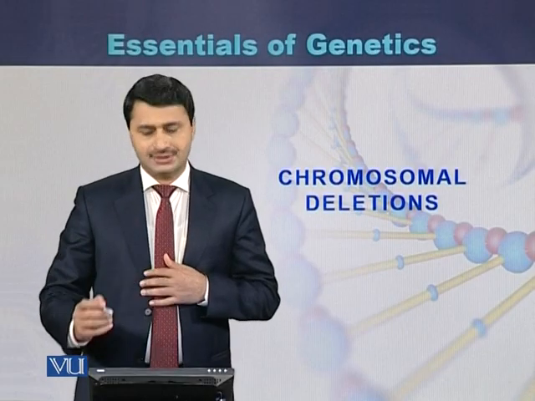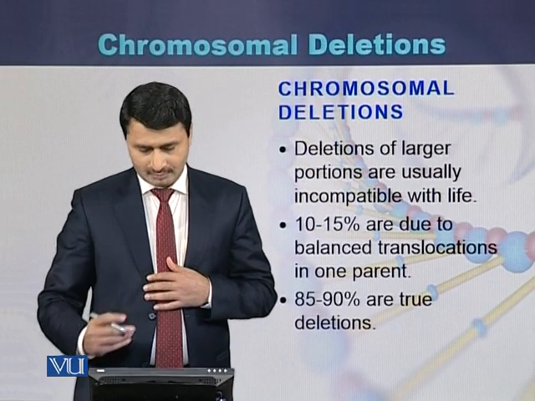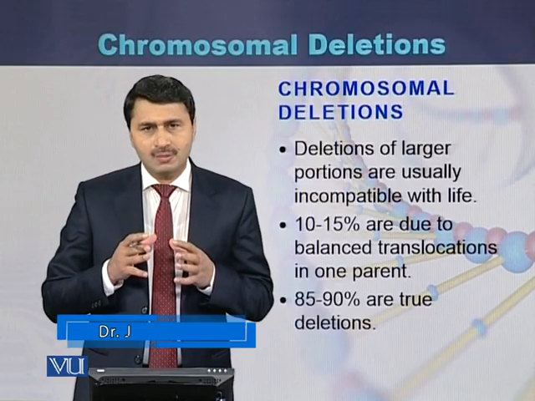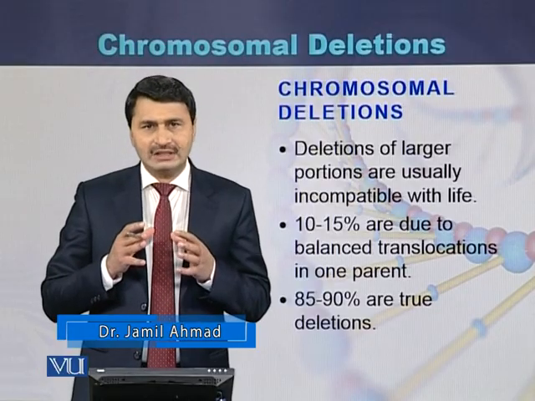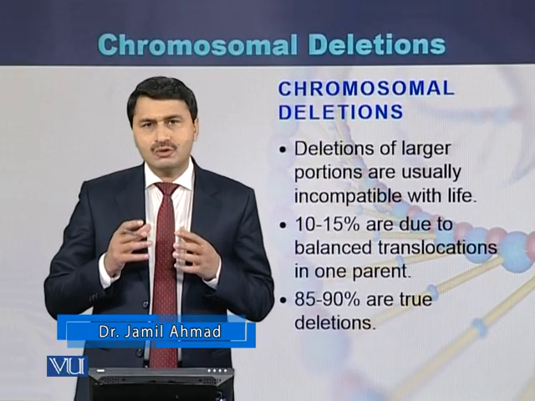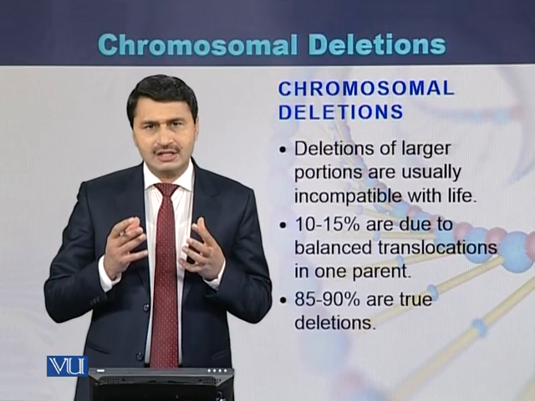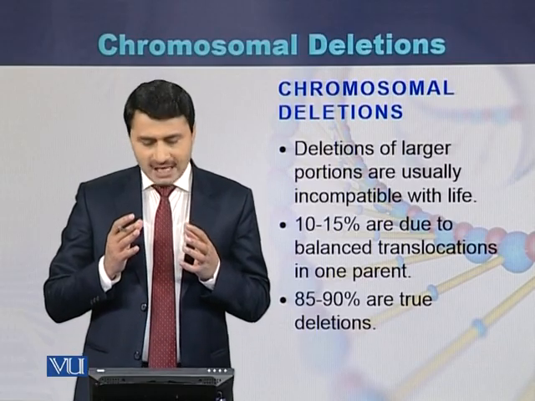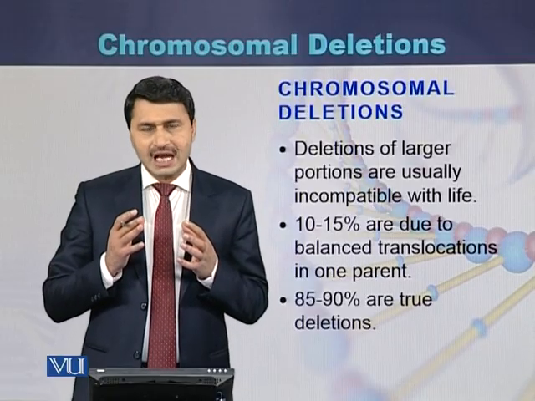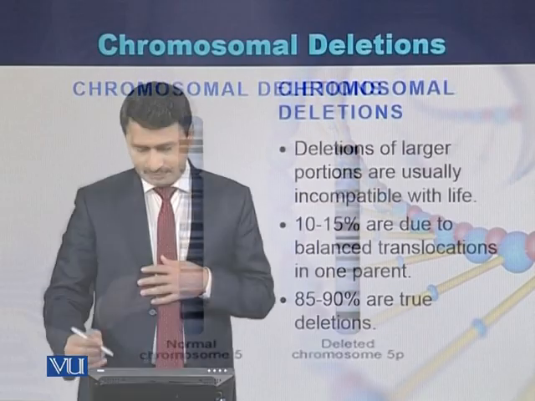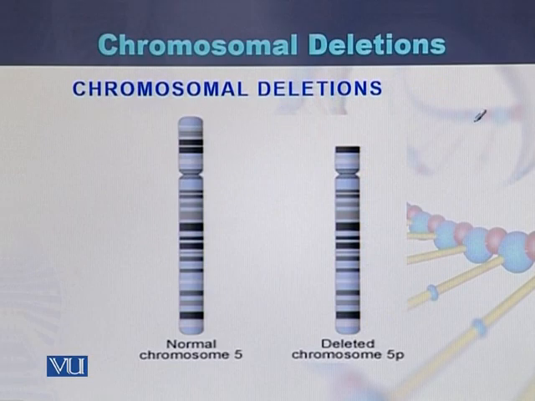Chromosomal deletions. Larger deletions of the chromosomes are not compatible with life. 10 to 15% are chromosomal deletions which are translocations, while the remaining 85 to 90% are the true deletions of the chromosomes. In this diagram, we can see how chromosomes are deleted.